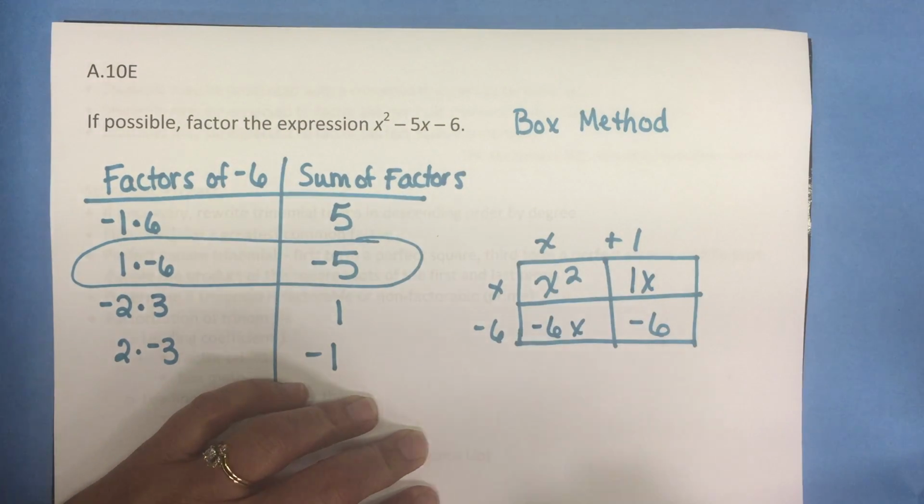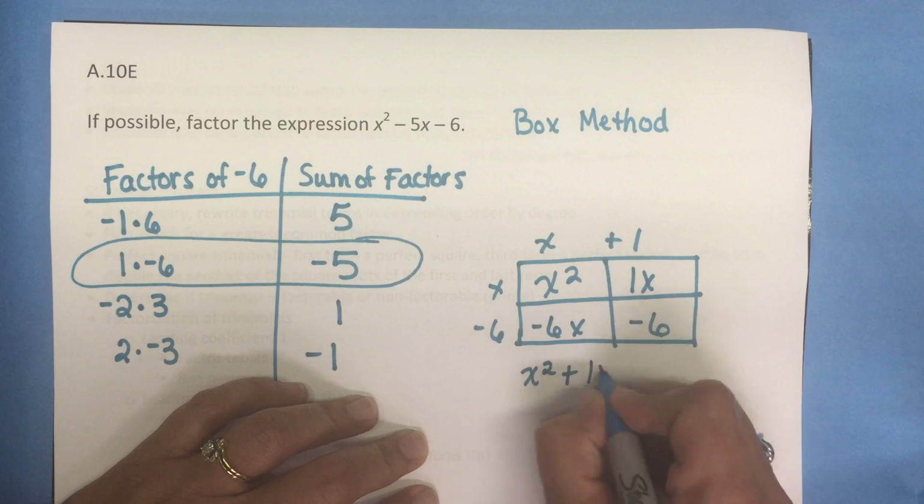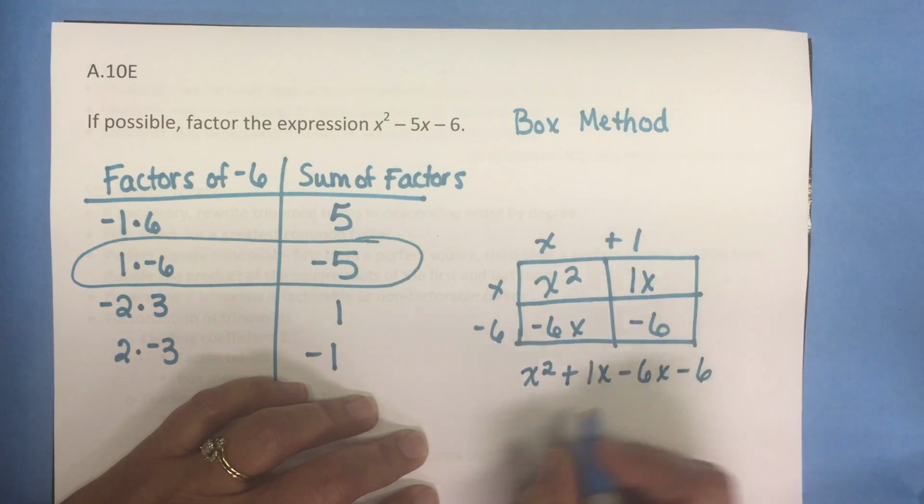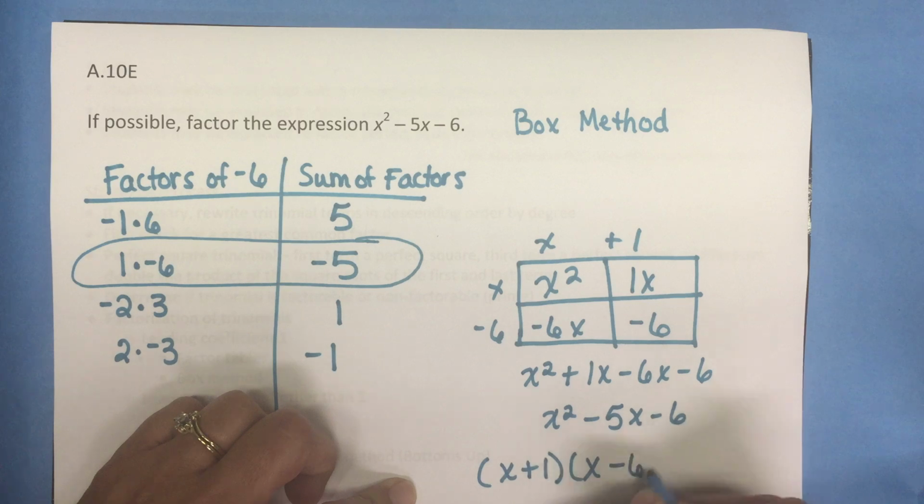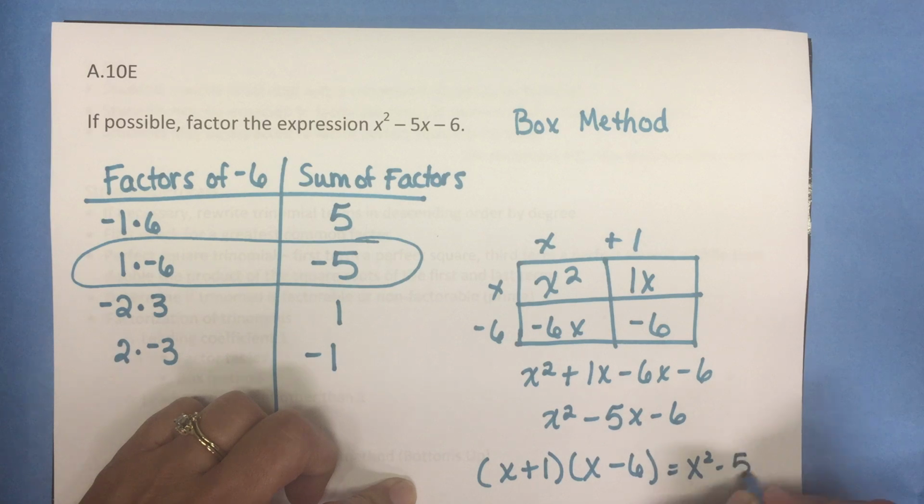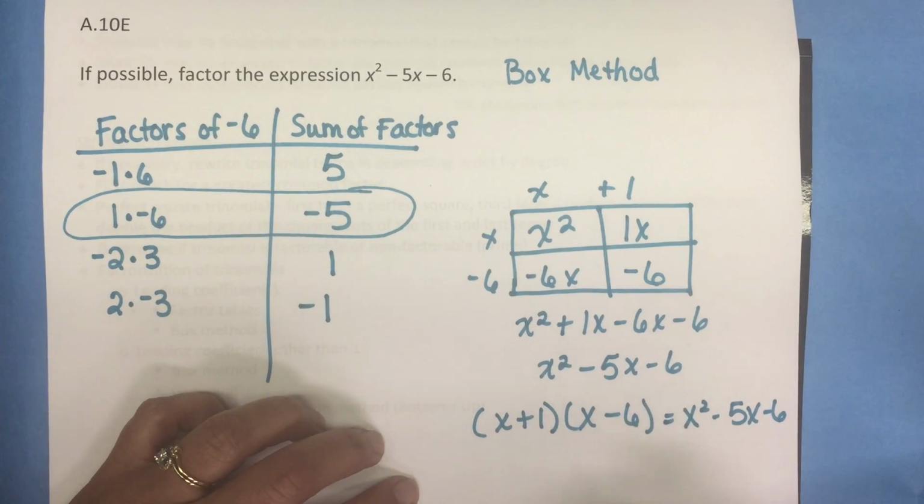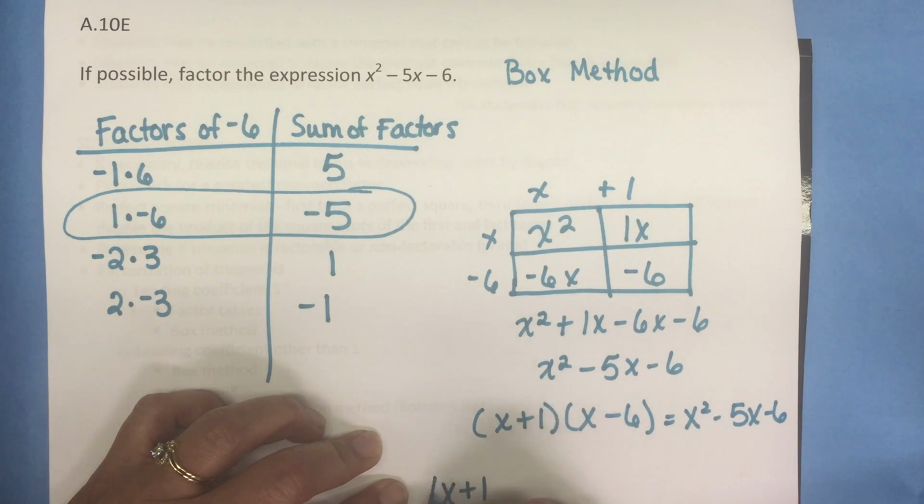So I'm just going to simplify what we have inside our box method, which is x squared plus 1x minus 6x minus 6. We combine like terms: x squared minus 5x minus 6. So this means when I multiply x plus 1 times x minus 6, that equals x squared minus 5x minus 6. Therefore, the factors of that trinomial are x plus 1 and x minus 6.